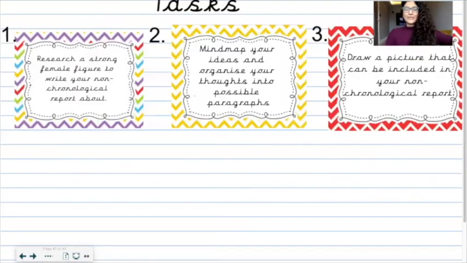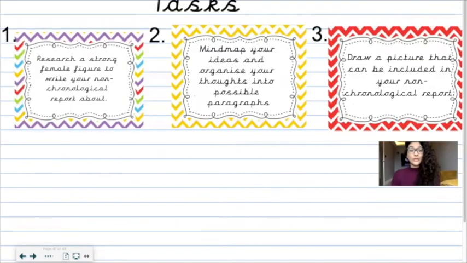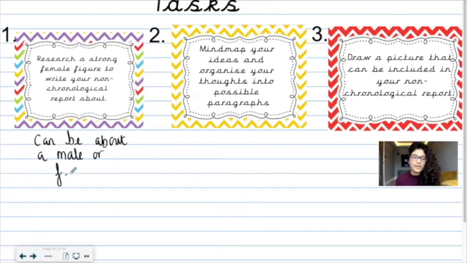So your 3 tasks are as follows. Number 1, you're going to research a strong female figure to write your non-chronological report about. Now, this task 1 can be about a male or female leader. I'm going to change it up slightly because I am sure that there is a male leader that you could definitely mention as well. So it can be both male or female. So that is task number 1.